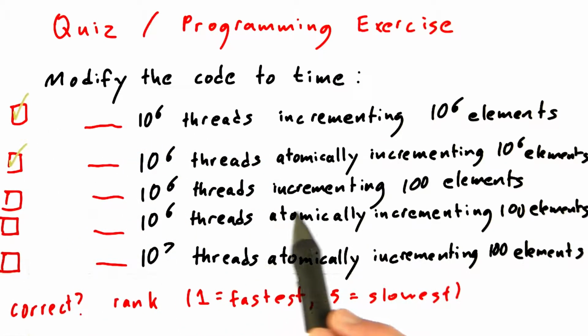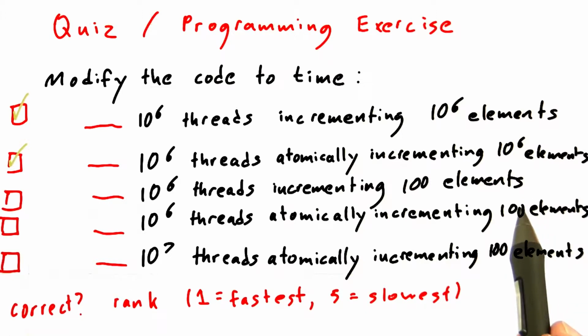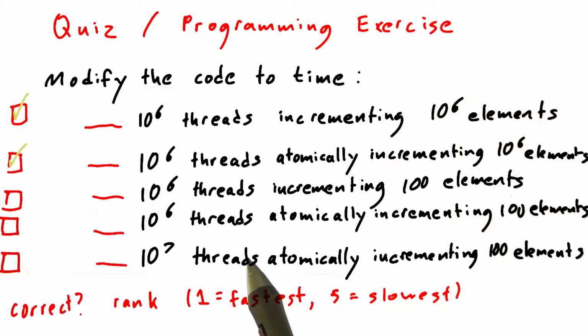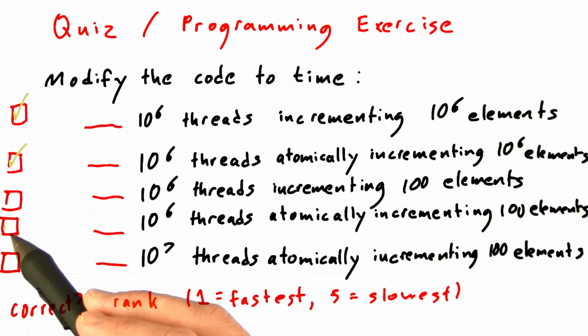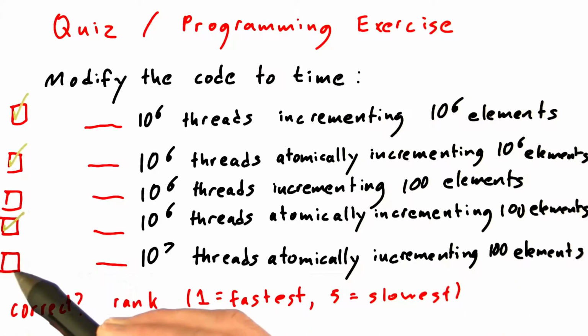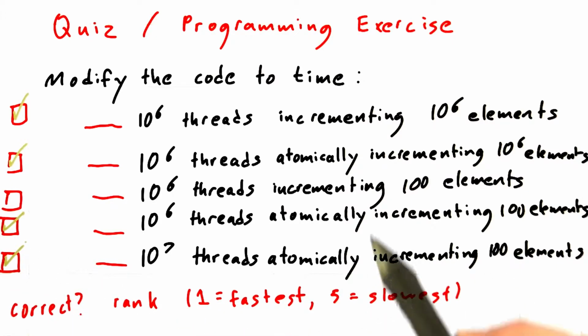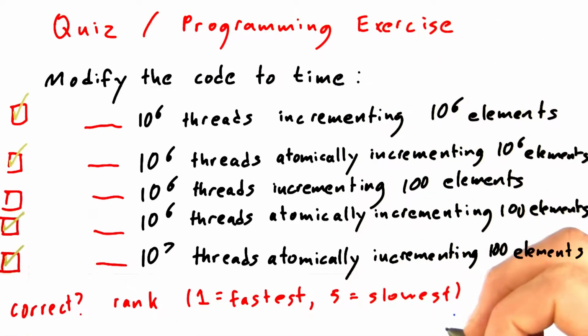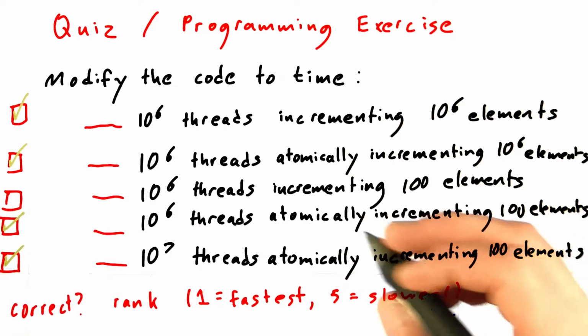A million threads incrementing 100 elements is the same example we saw before, and as we saw, that will give the wrong answer unless we use atomics. So the next one is not correct, the fourth one is correct. And finally, 10 million threads atomically incrementing 100 elements will still be the correct answer. So all but one of these give you the correct answer. Okay, so the more interesting question is how long do each of these options take?